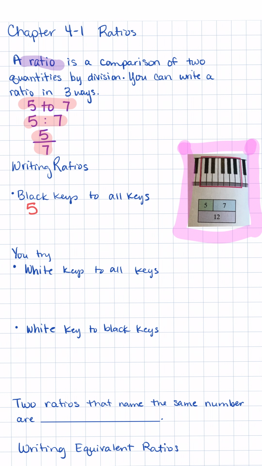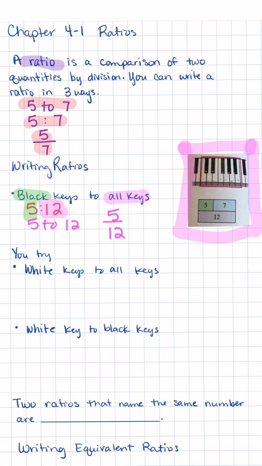5 black keys, and in all these keys we have 1, 2, 3, 4, 5, 6, 7, 8, 9, 10, 11, 12. So black keys to all the keys. So there's 5 black keys, all the keys, there are 12. So remember, we can write it the way that we did. We can put 5 to 12. Oops, I think I just said 7 back there, but 5 to 12. Or we can write it 5/12.